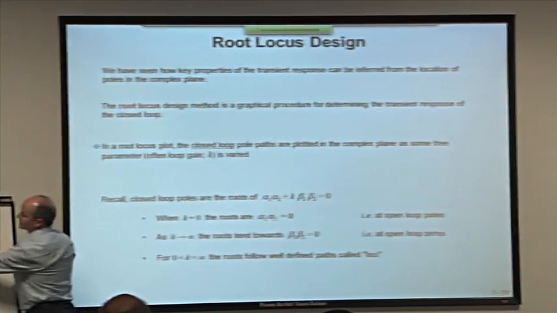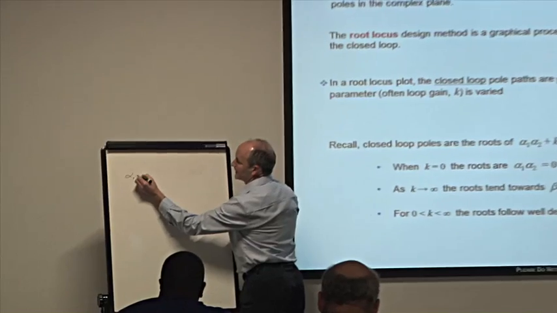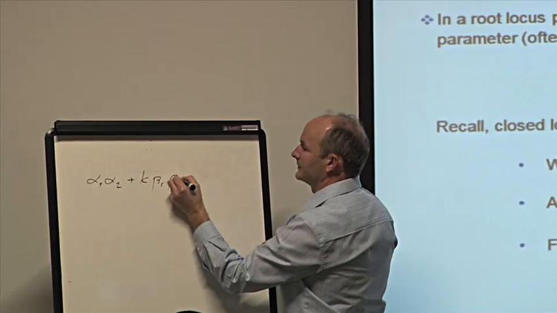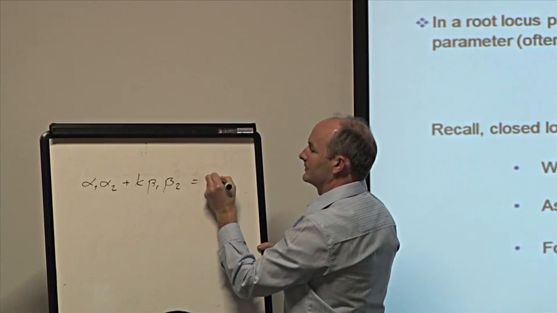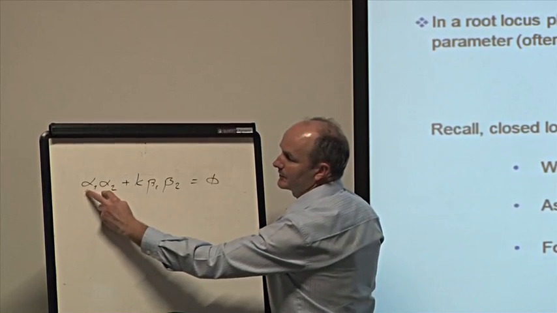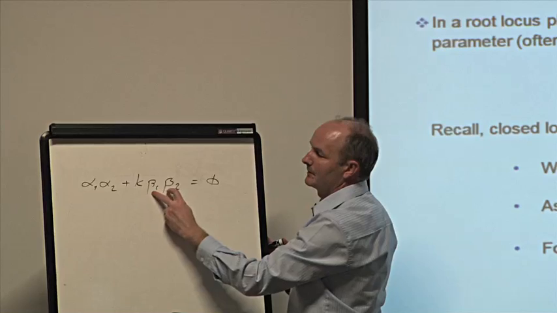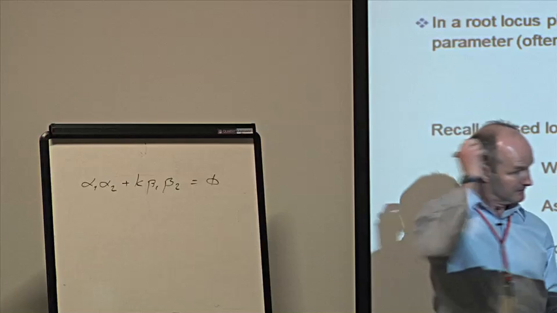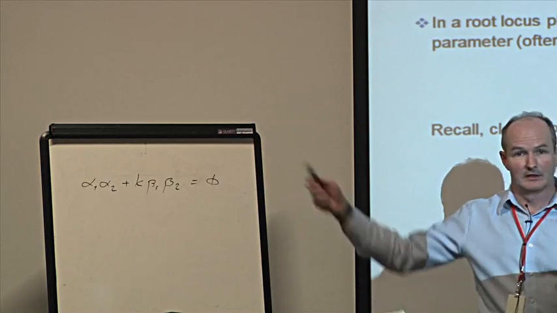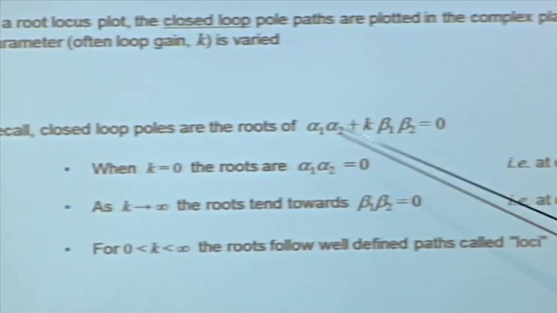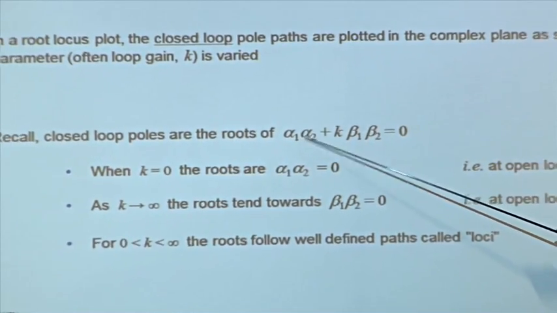The method involves, now remember that I mentioned we were going to address the problem of finding solutions to this polynomial, alpha 1, alpha 2 plus k times beta 1, beta 2 equals 0. These are the poles of the closed loop transfer function. Remember, alpha 1, alpha 2 are the poles of the forward and feedback path. Beta 1, beta 2 are the zeros of the forward and feedback path. So these are the closed loop poles. And of course, the closed loop poles tell us about the closed loop transient response by the method we've just seen. Now, what we do is we solve this equation for a given value of k.